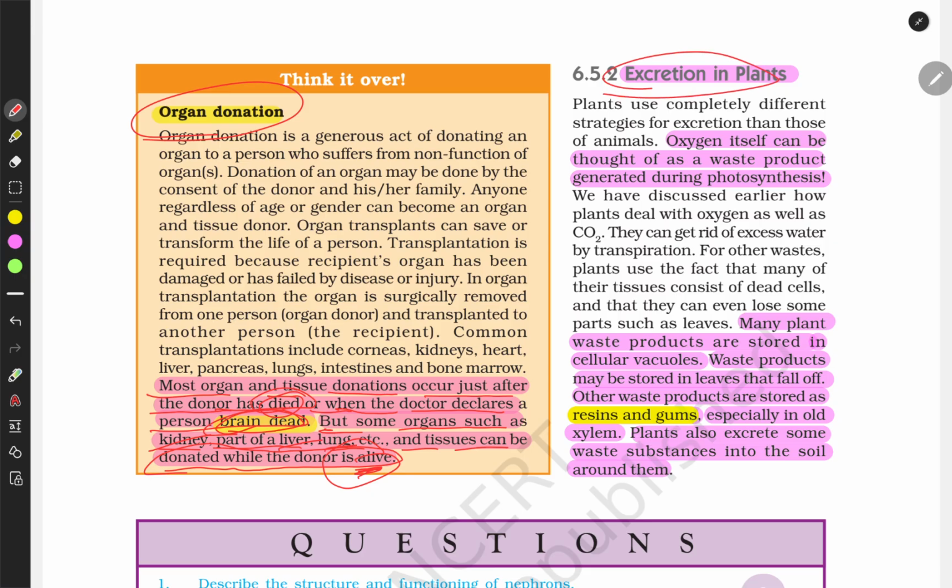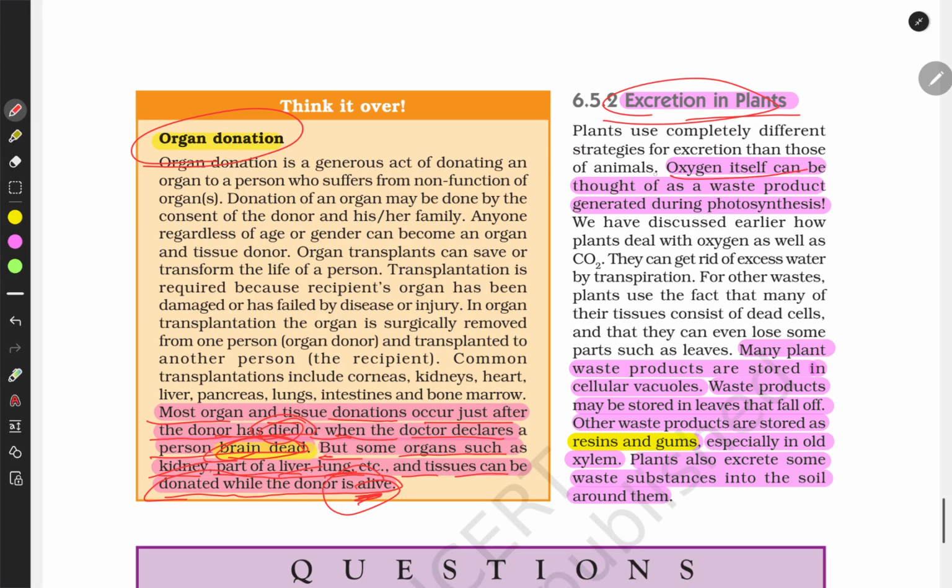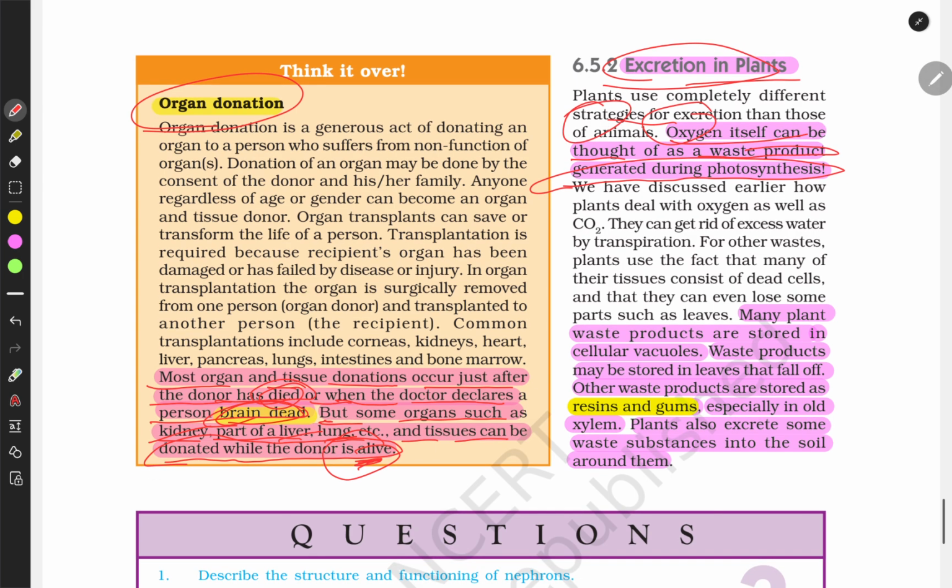And next, how does the plant excrete? Oxygen itself can be thought of as a waste product generated during photosynthesis. So in photosynthesis, oxygen is a waste for the plant, which is removed by diffusion, by the stomata itself.